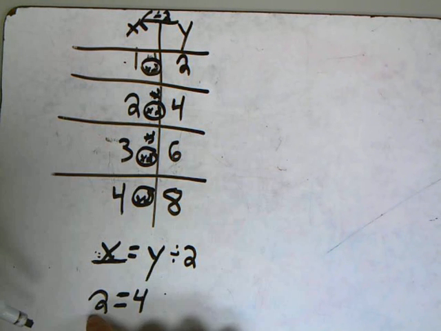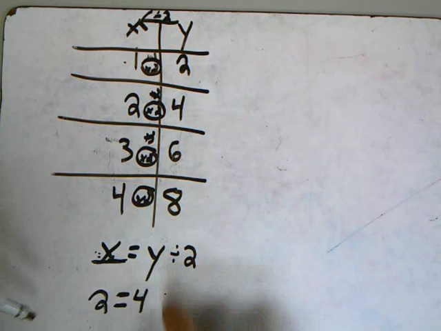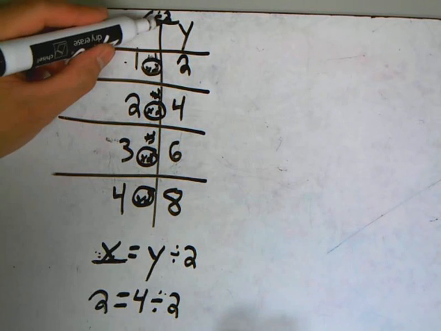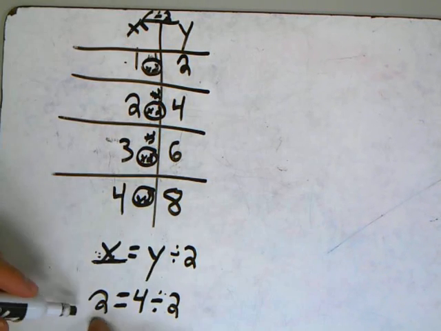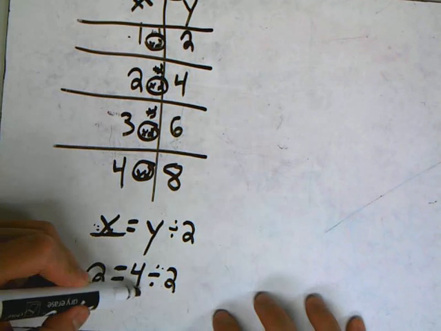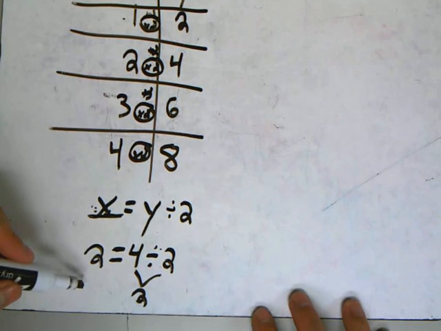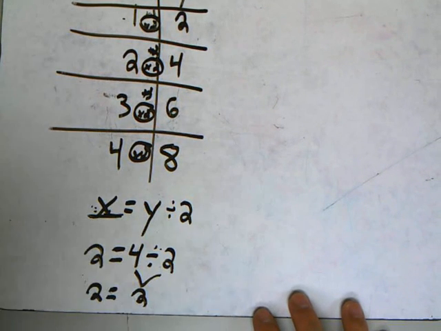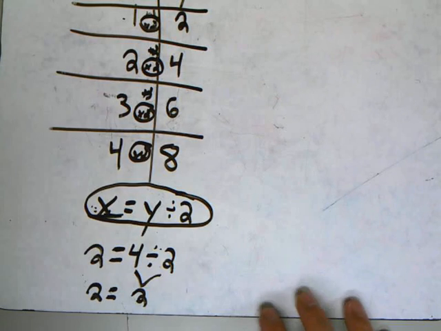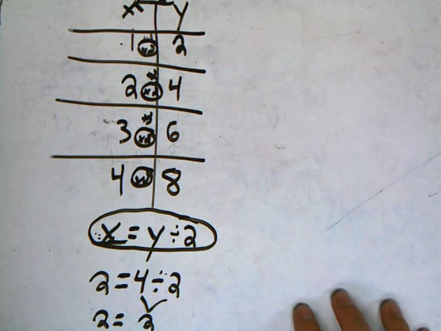Well, I know that 2 is not equal to 4. X is not equal to y. But if I add on the divided by 2, which follows our rule, y to x is divided by 2, I know that 2 equals 4 divided by 2. Why? Because I know that 4 divided by 2 has to be 2. And I could drop my 2 down. I know that 2 is equal to 2. So therefore, my rule for this first algebraic equation is x equals y divided by 2.